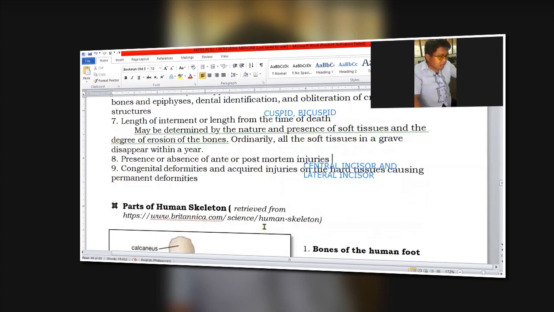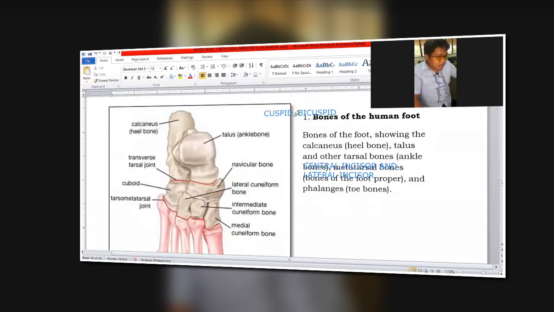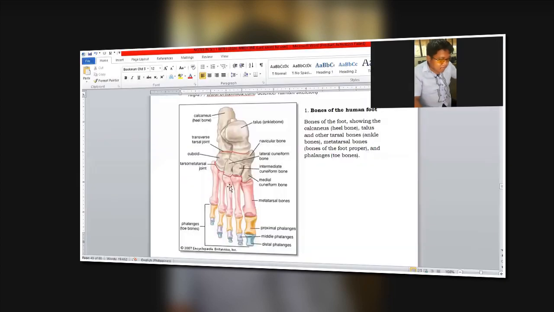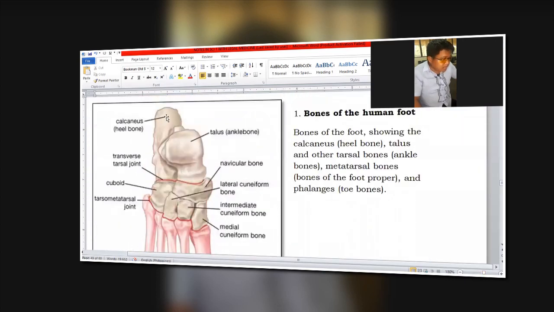So for us to have a view of the skeleton or bones of a person, this is a bone of a human foot. These are the names of the bones: the calcaneus, that is the heel bone, and the talus, that is the ankle bone.